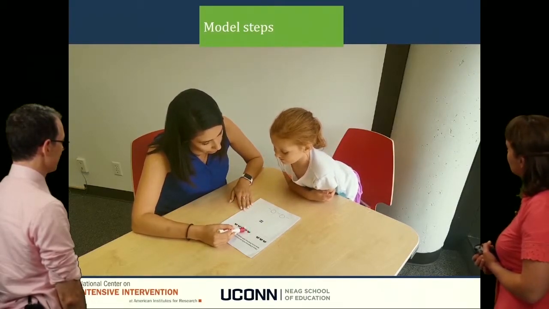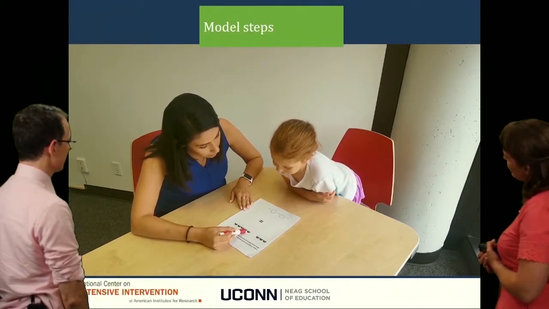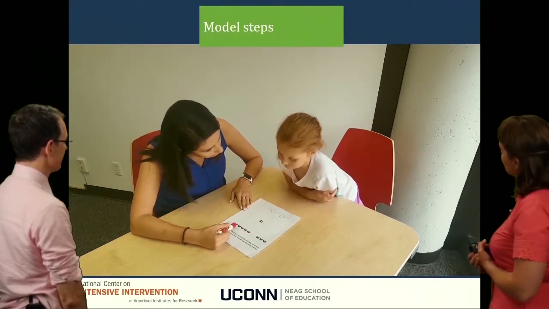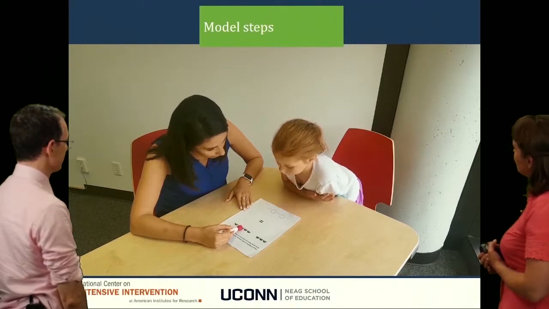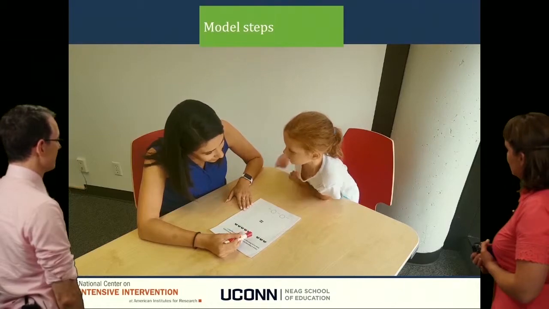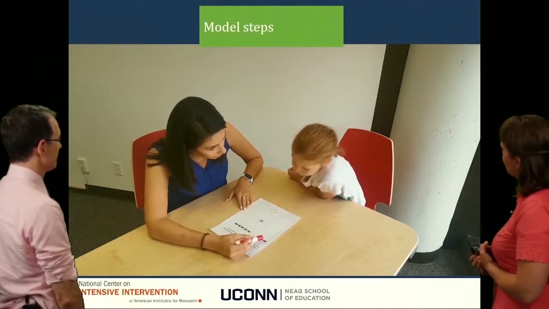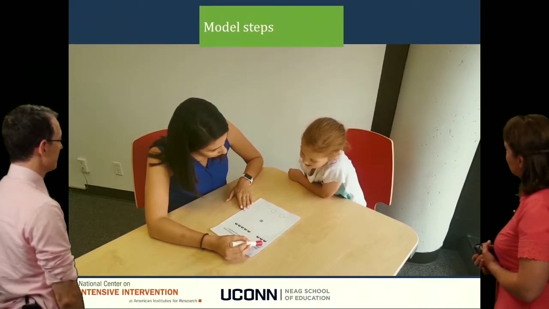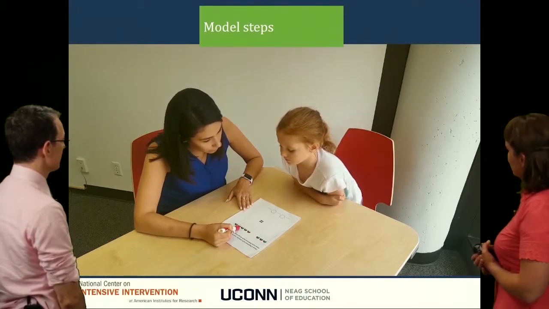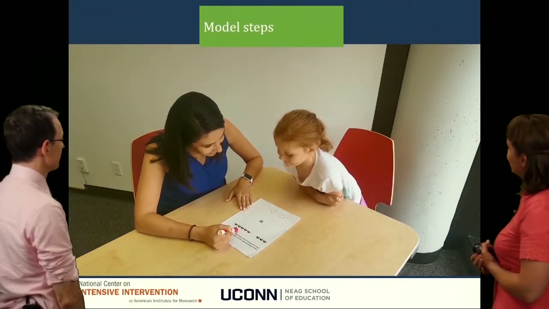So here we have 5 Pokemon balls, and here we have 3 Pokemon balls. Let's count up from 5 to see how many we have all together. Okay? So let's start with 5. 5, 6, 7, 8. Great job! So we have 8 Pokemon balls all together. How many Pokemon balls do we have? 8. Great job. So 3 plus 5 equals 8 Pokemon balls. That's great. Great adding.